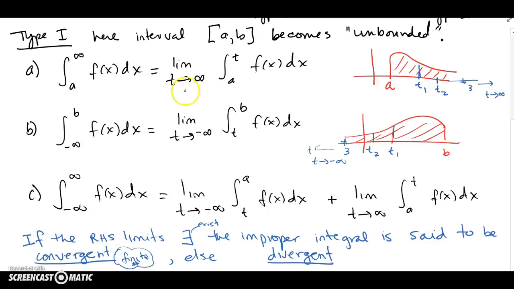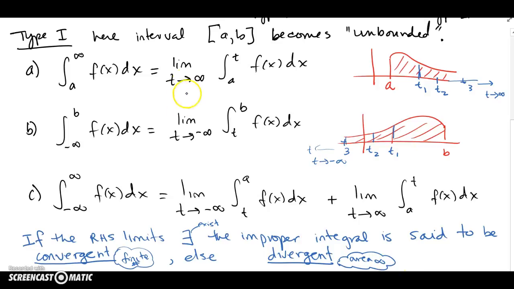So when you analyze the limits on the right, you actually get a finite number. You conclude that the improper integral was convergent. Otherwise, if it goes off to infinity or negative infinity, then the integral is said to be divergent, meaning the area blows up and becomes infinite. We can't actually capture it. It doesn't approach a finite value.